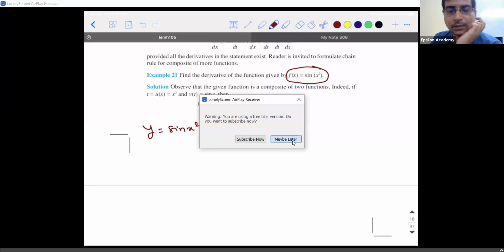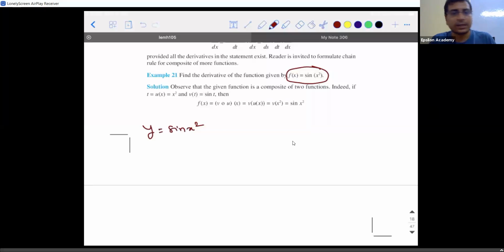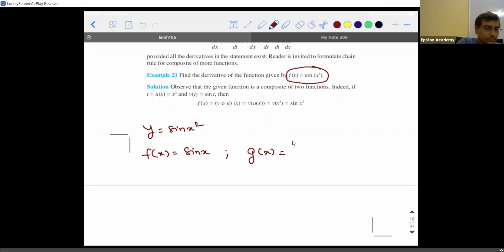First, learn the method. Second, I will tell you how to write this in the exam. Don't look at the solution that is given there. You can tell me one thing. What is f of x here? f of x is sin x. What is going to be the value of g of x? x square. That's right. It is going to be x square.